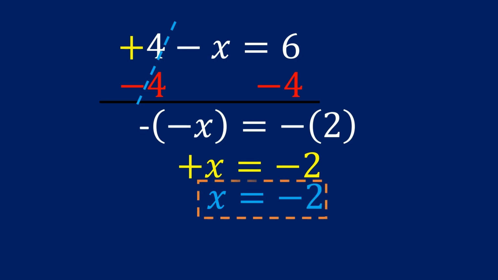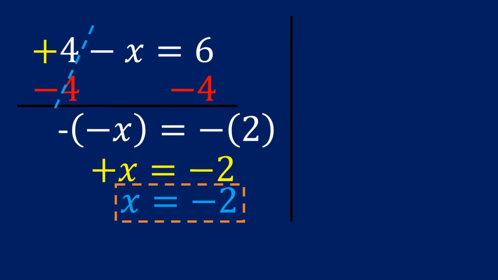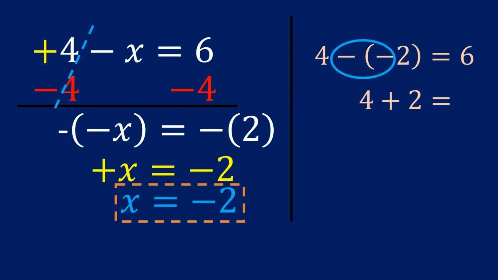Now we could check this answer. If we take this x value and insert it into the original equation, let's see if we get 6. So, 4 minus x, where x is negative 2, is equal to 6. So, here we have two negative signs. A negative times a negative is a positive. So, this becomes 4 plus 2, and 4 plus 2 is indeed equal to 6. So, x is equal to negative 2.